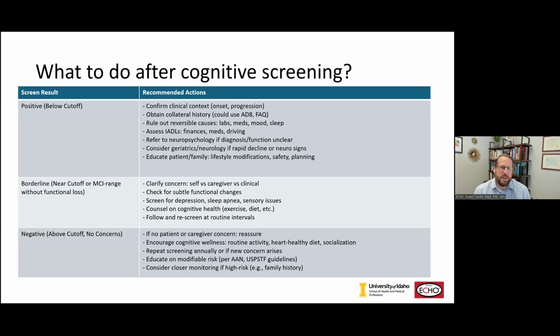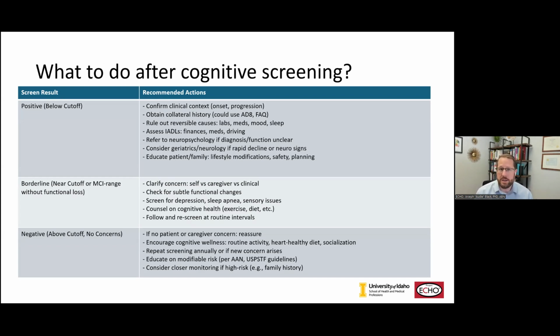So what do we do? Let's presume we have a positive screening result on the SLUMS or the MoCA. We've talked with family. They share some observations of change. They're also beginning to become concerned. We assess IADLs, and we know that we're starting to see some issues with reliably doing the IADLs, like managing finances or managing medications. What do we do?